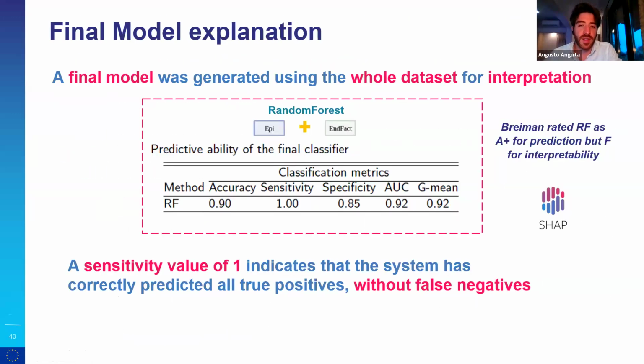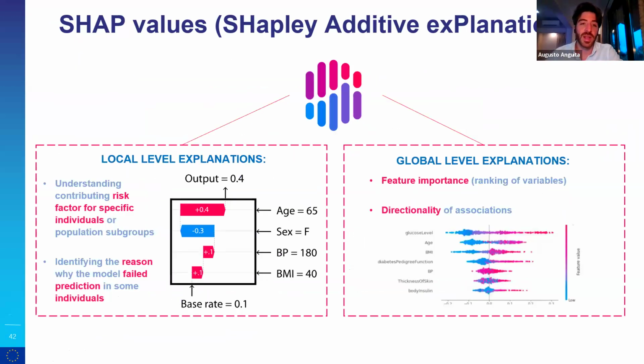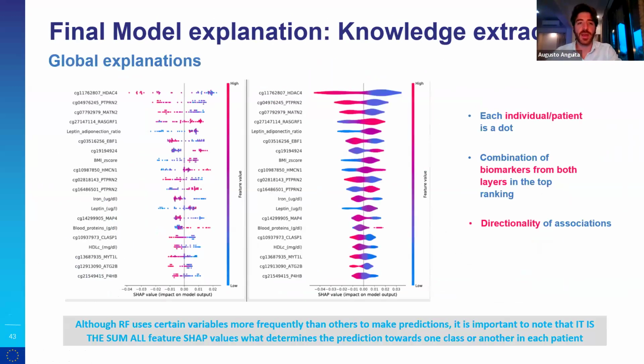But we need to understand the model, as I said. For that, we will use SHAP, which I explained in the introduction of my talk, and we will try to get local level explanations, but also global level explanations. Starting with the global explanations, we can draw these very nice graphs.